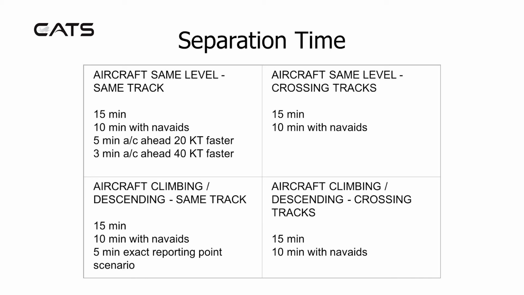Aircraft climbing or descending on the same track: generally 15 minutes, 10 minutes with nav aids, or 5 minutes with an exact reporting point scenario. Aircraft same level crossing tracks: generally 15 minutes, or 10 minutes with nav aids. Aircraft climbing, descending, crossing tracks: 15 minutes, or 10 minutes with nav aids.